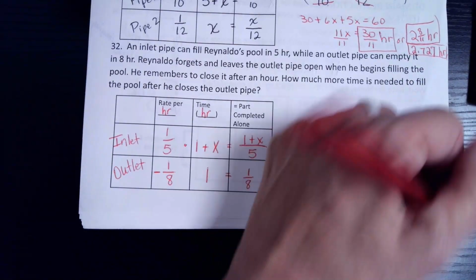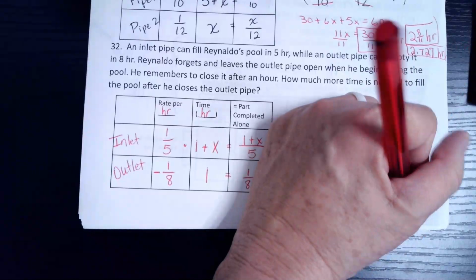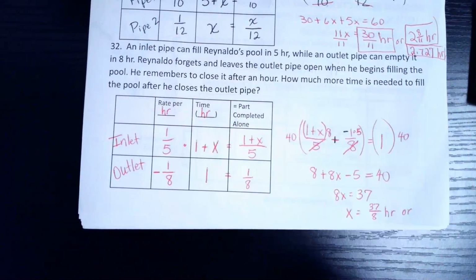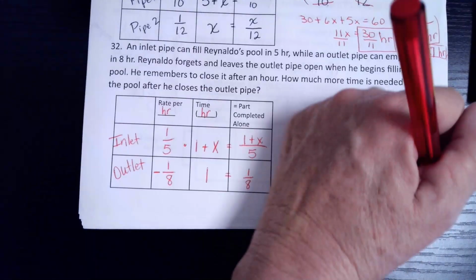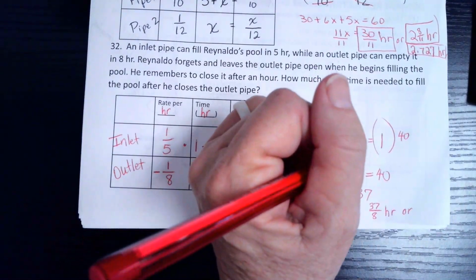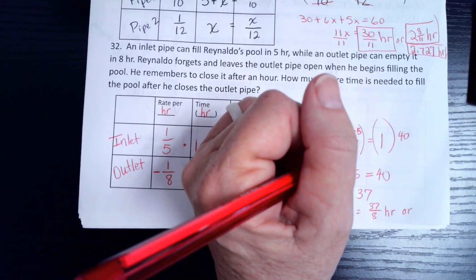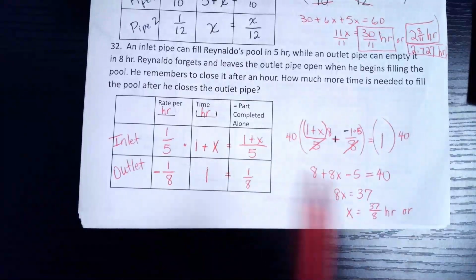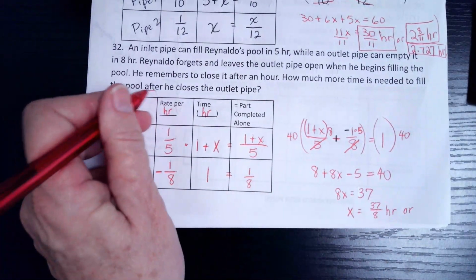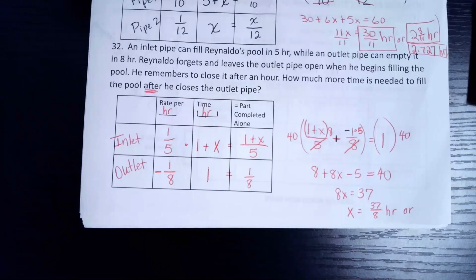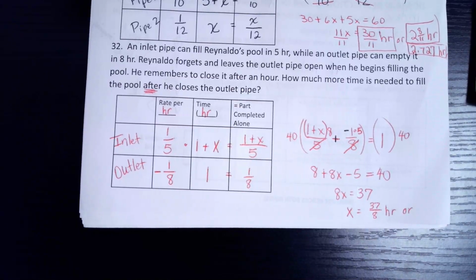So you could put 37/8 of an hour, but what would you like to write? 5.625. Is there a 5 in front of your decimal in that calculator? Yeah, but you have to add the 1. No, you don't, because it says after he closes. So, now, what would the question have said if the 5.625 would have been the answer?